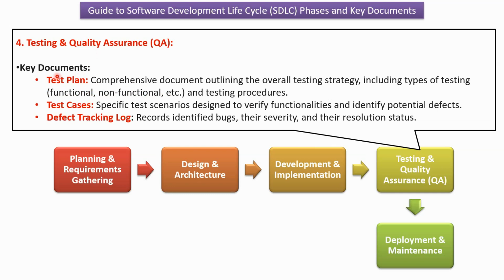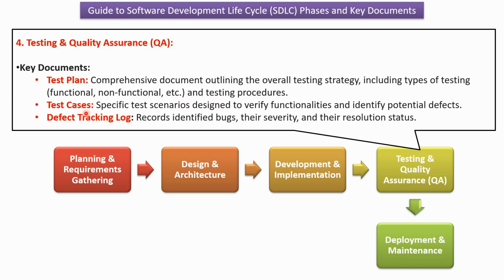Fourth one is testing and quality assurance phase. We will see the key documents associated with this particular phase. The first one is test plan. This is the comprehensive document which outlines overall testing strategy including types of testing, functional, non-functional, etc. And also it covers testing procedures.